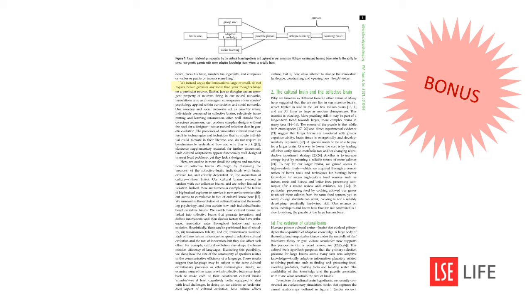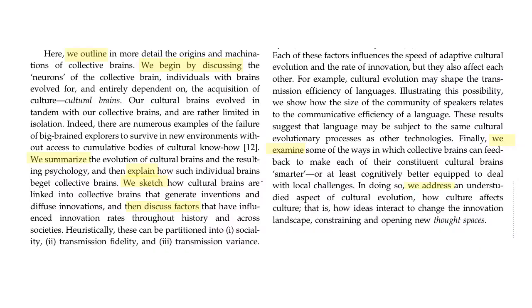Notice the language here. We argue. We outline. We begin by discussing. We summarize and then explain. We sketch and discuss 3 factors. We examine, and then we address something that hasn't been studied enough. Here you see that same passage of text, just a bit more clearly. Can you see here how the authors lead you step by step through what they're about to do in the article?